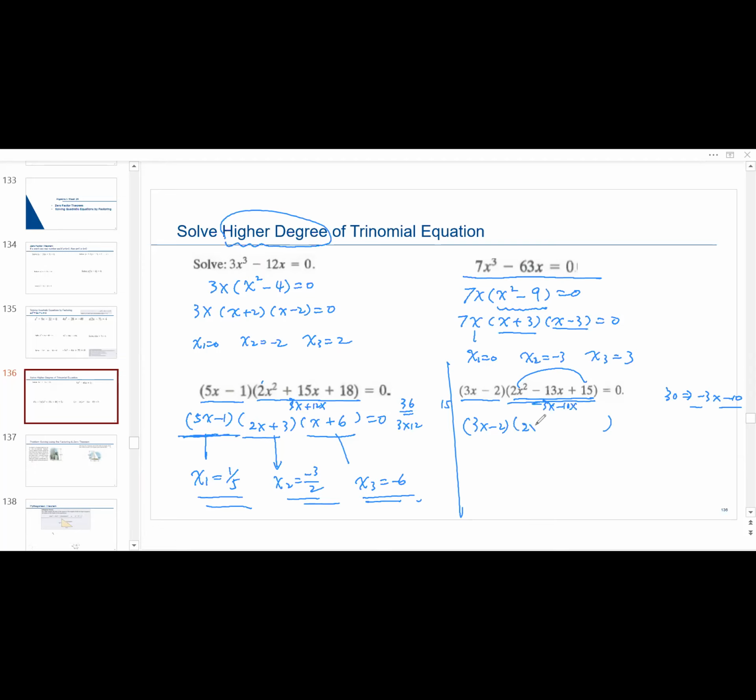So you get 2x minus 3, x minus 5, right? Let's double check it. 2x squared, negative 10, negative 3, so negative 13x, and positive 15 equals 0. So you have 3 factors. Right now you can get x1 equal what? 2 over 3, x2 equals 3 over 2, x3 equals 5. Have 3 factors.